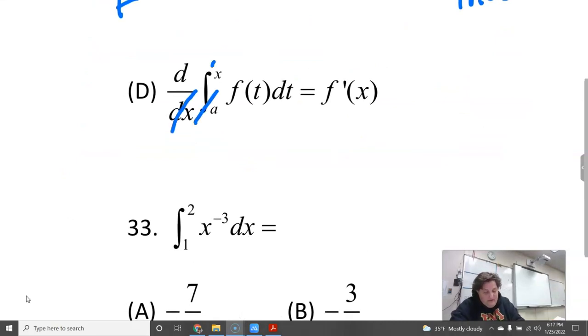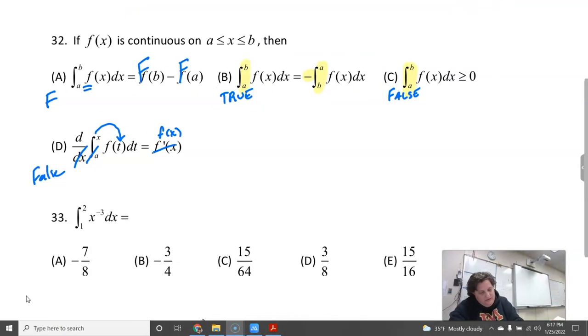And then, okay, check this one out. Derivative of an integral, we plug that straight in. So what's wrong? It should just say f of x, not f prime of x. We don't take the derivative of that. We just plug it straight in. So that's false. Okay? So that's a good one, little good review. So the only one that's true is this one.